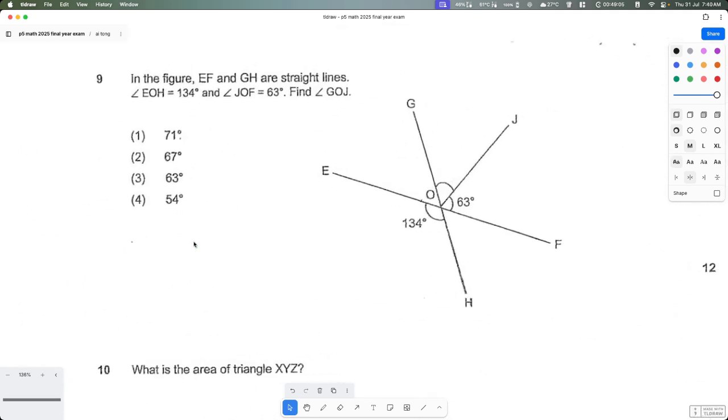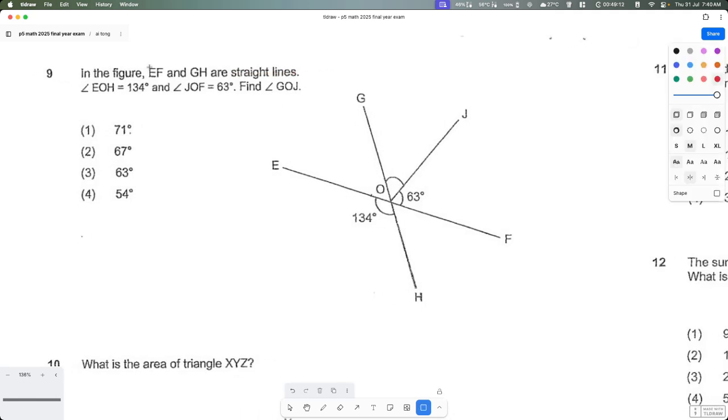Question number 9. In the figure, EF and GH are straight lines. So I always want to highlight EF, and then also in this case, GH. For this, we know that EOH is 134 and JOF is 63 degrees. So find GOJ.